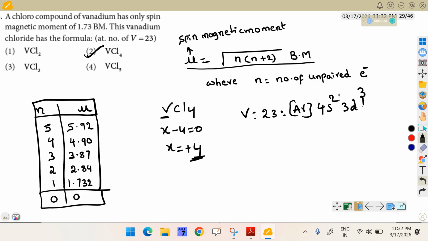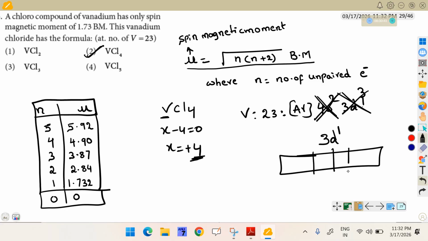Remove 4 electrons. First remove electrons from the outermost orbit, after that the excess electrons are removed from the inner orbit. In total you remove 4 electrons, then 3d1. In 3d1, how many unpaired electrons are present? One unpaired electron is present. If one unpaired electron is present, the value of spin only magnetic moment is 1.732. So the correct option is the second option.